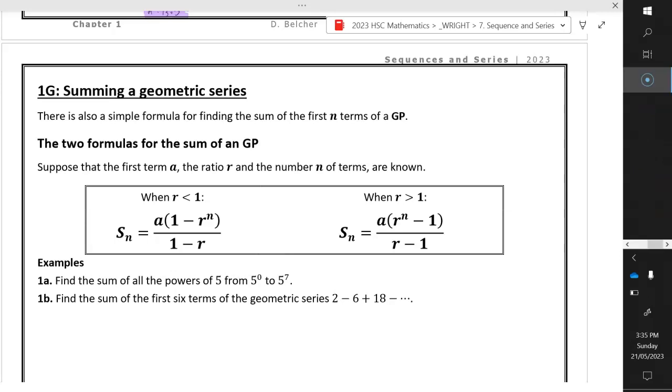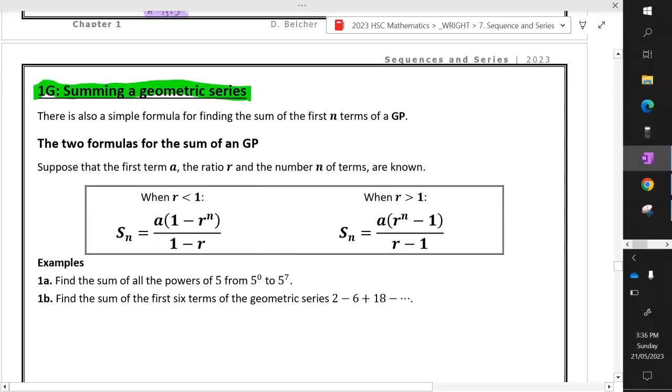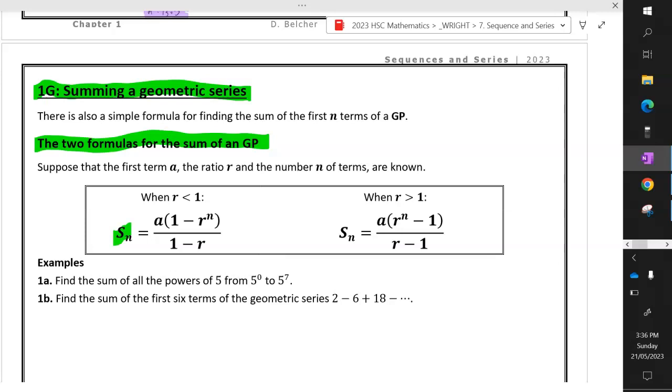Hi Year 12. Today's video is relating to 1G and we're going to be summing a geometric series. There are two formulas that we have for the sum of a geometric series. They are both on your HSC formula sheet, but you need to know when to use each one. Just like our AP, they relate to the letter S, S for sum, and it has a subtext N, and that just relates for the sum to how many terms.